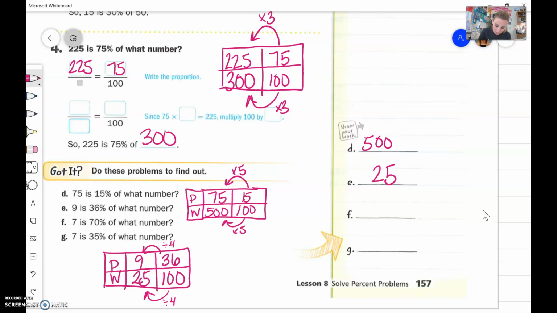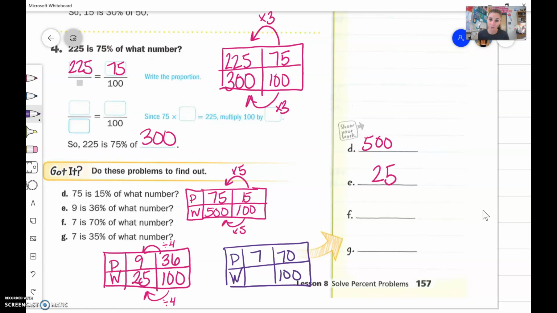Okay, the next one is right here, my part and my whole. I'm going to split it in half. 7 is 70%. 7 is 70% of what number? Well, we know it's out of 100. So how do I get from here to here? Well, that's easy. I know that I'm going to divide by 10 because 70 divided by 10 is 7. So 100 divided by 10 is 10. So my answer is 10.